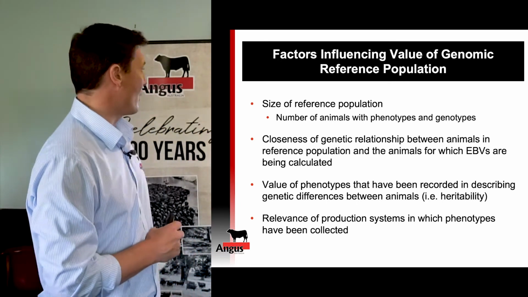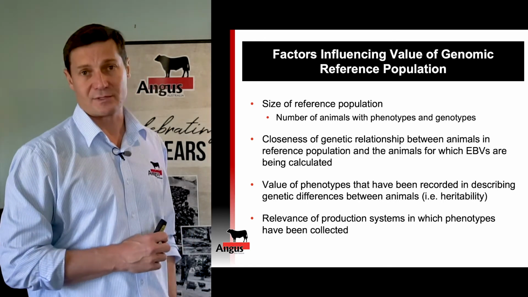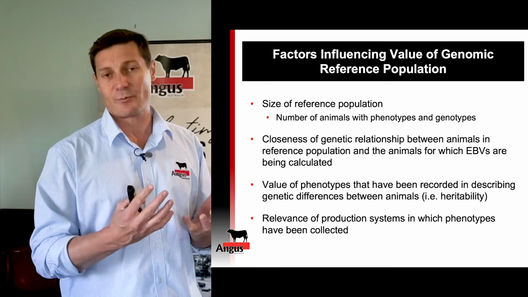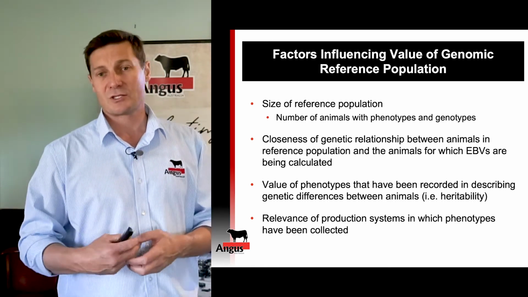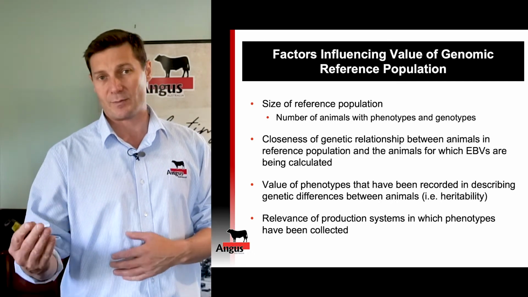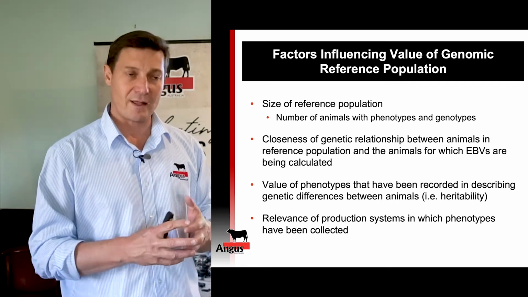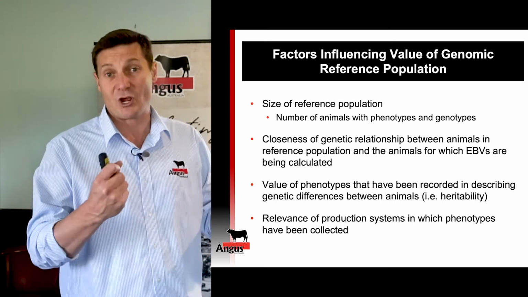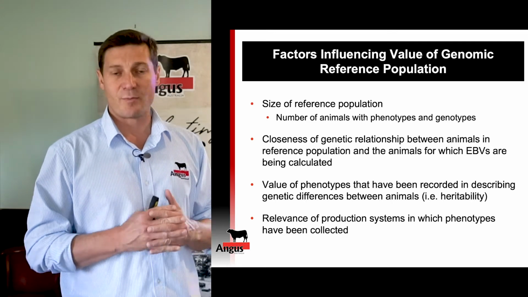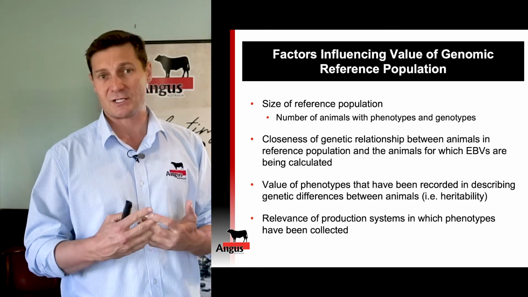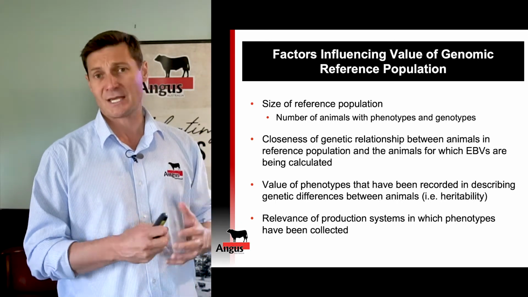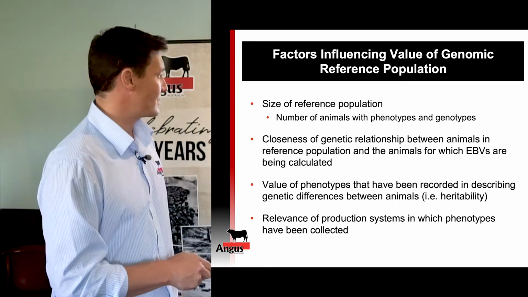And another one is the relevance of the production systems in which the phenotypes have been collected. We want that performance information to be collected in production systems which are similar to the production systems in which the progeny of the animal we're trying to predict the breeding value for are going to be used. Again, genomics ain't genomics: we really want the reference population to have performance information collected in Australian production systems that are similar to the ones we're breeding progeny for, compared to, say, production systems in overseas countries.